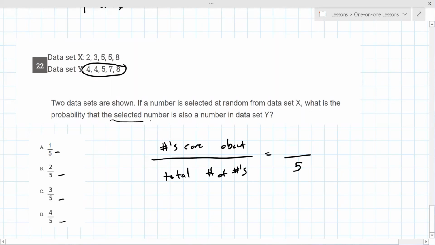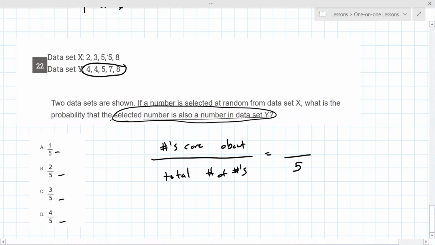The selected number is also a number in data set Y. What does that mean? Without using any fancy words, what does that mean to you? How many times it appears in Y? Okay, give me an example of a number that appears in Y that satisfies this. Well, like 4 appears twice, so you put 2.